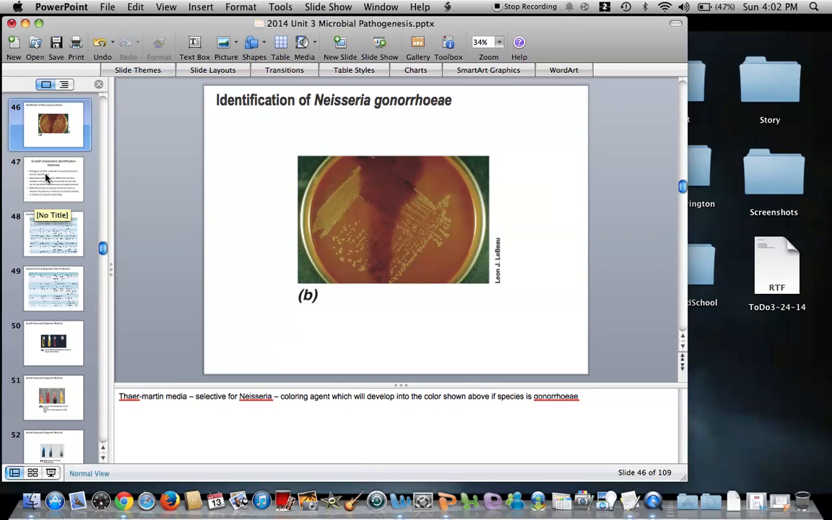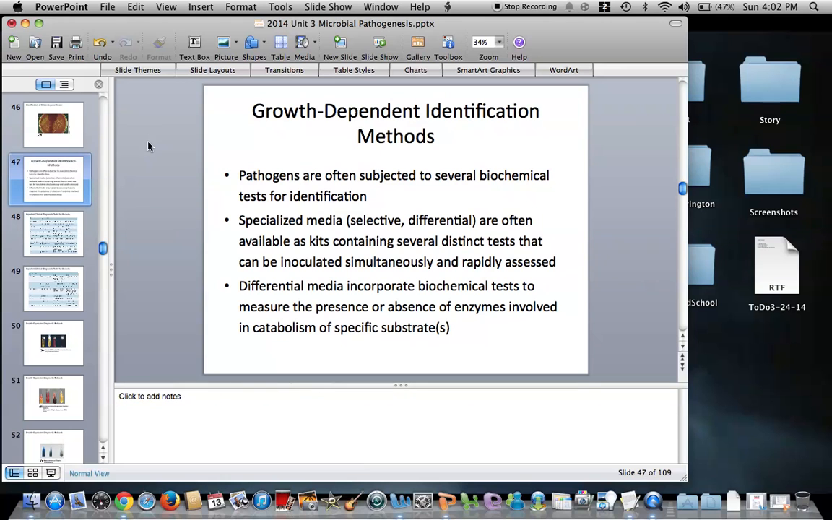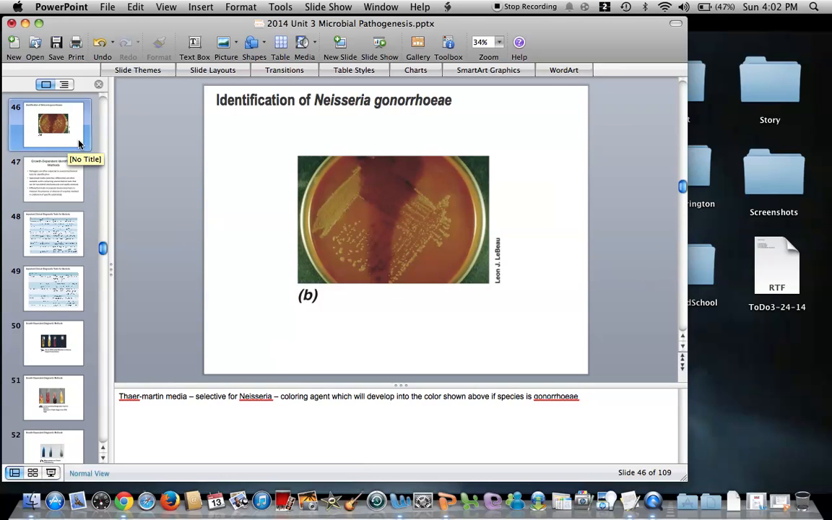And then you can use the Thayer-Martin media, which is selective for Neisseria, and a coloring agent will tell you if it is gonorrhea. So if it grows on this Thayer-Martin media, it will be Neisseria. It's selective for Neisseria.